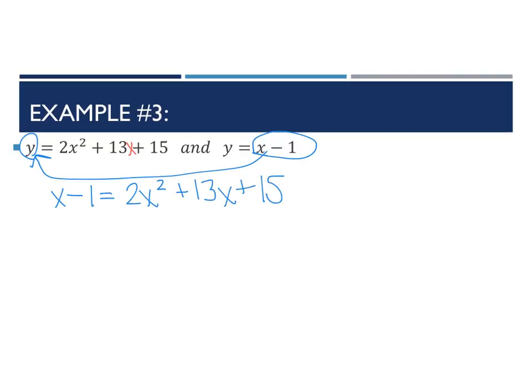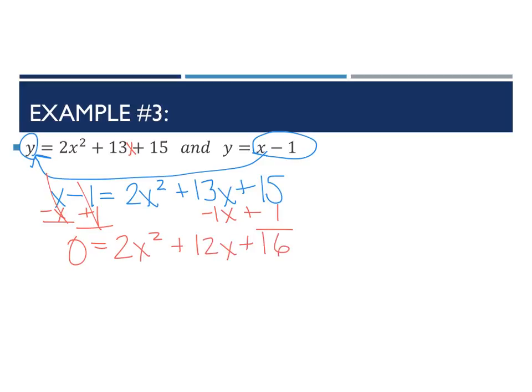Let's move everything to one side, make it equal 0. That would be moving the x over here with this term and moving the plus 1 over here with this term. So 0 equals 2x squared plus 12x plus 16. Again, solve it any way you would like. Quadratic formula always works. This one could be factored if you recognize first that there is a greatest common factor of 2. So let's work on that and see how much easier that'll make it.